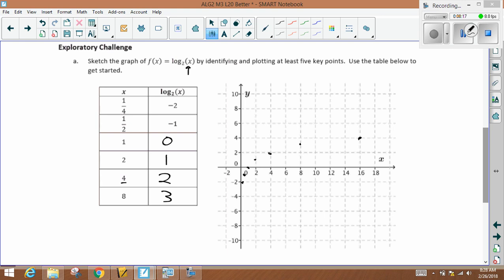And then again, right, this thing has this asymptotic behavior here. And it looks like that right now.